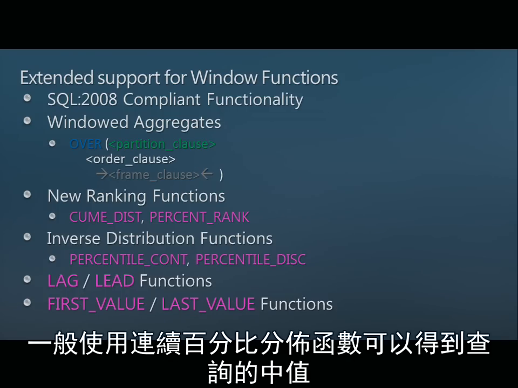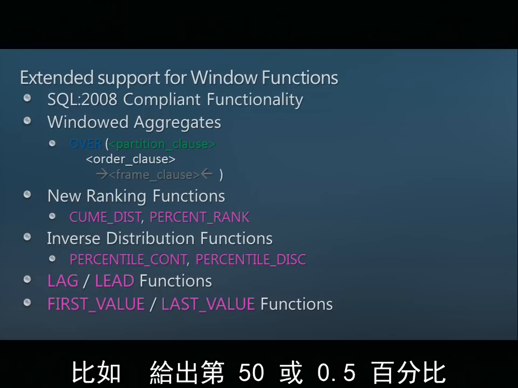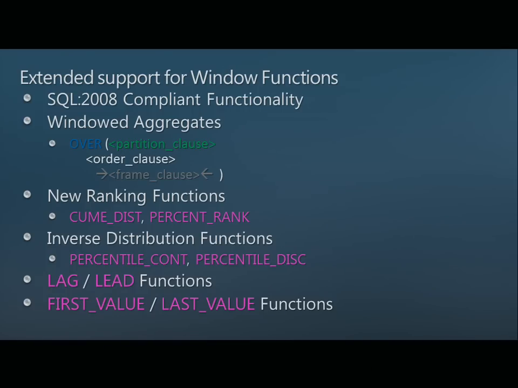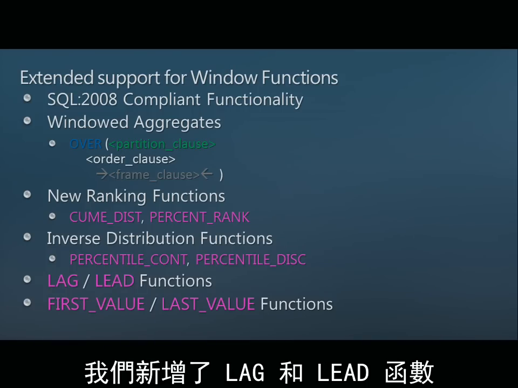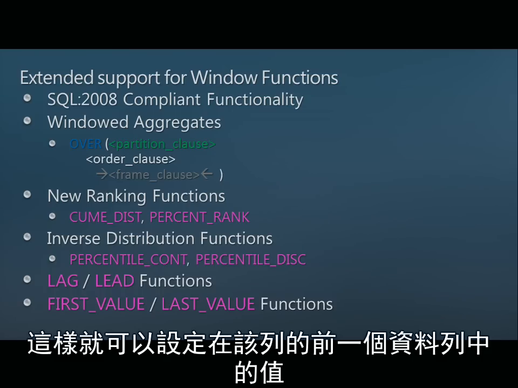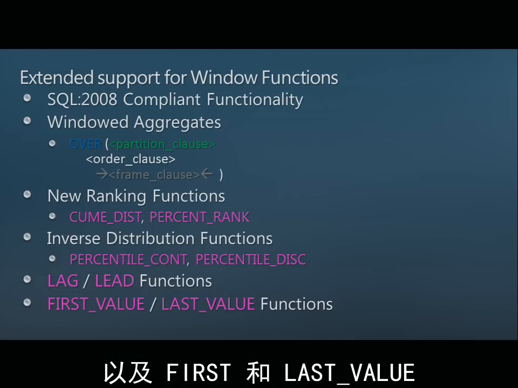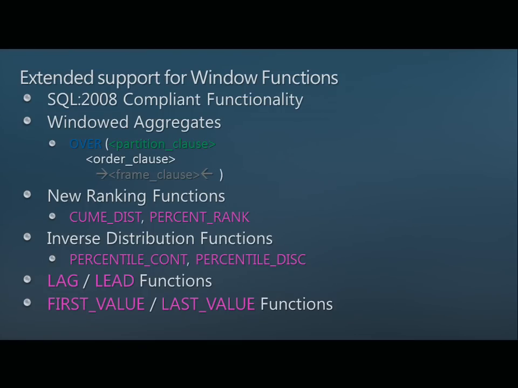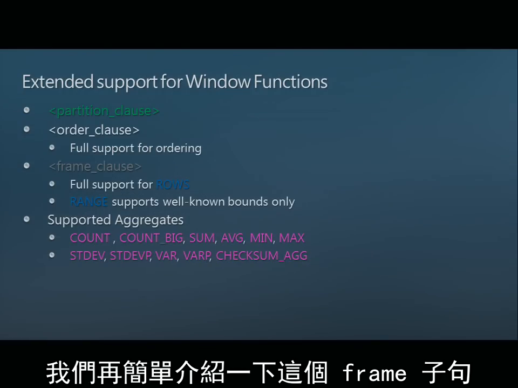With the continuous percentile, you can get the median of a query. You can say, give me the 50th or 0.5 percentile, continuous percentile, and that would return you the median. We add LAG and LEAD functions so that you can specify what is the value in the previous row for this column. And FIRST_VALUE and LAST_VALUE, what is the first value within this window and what is the last value? So let's take a closer look at this frame clause.